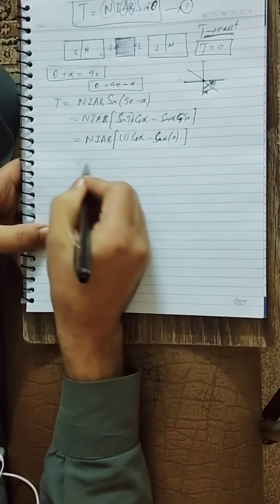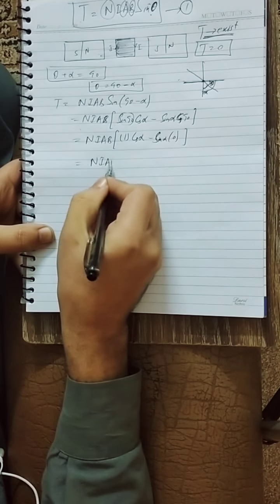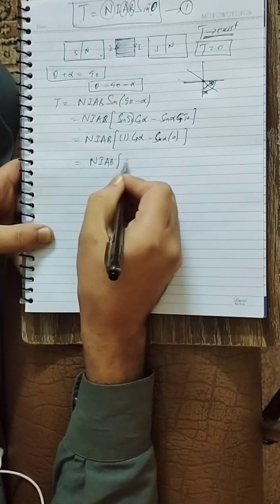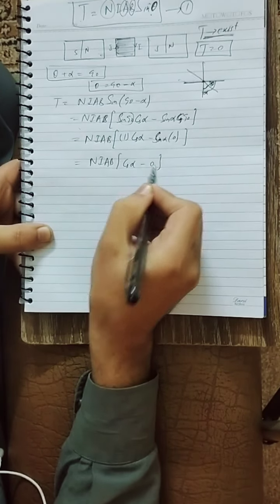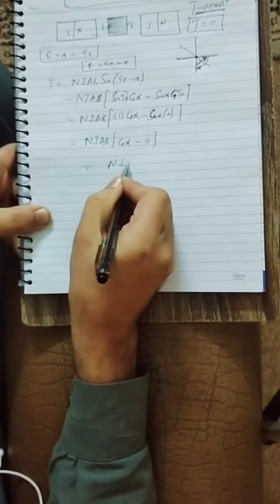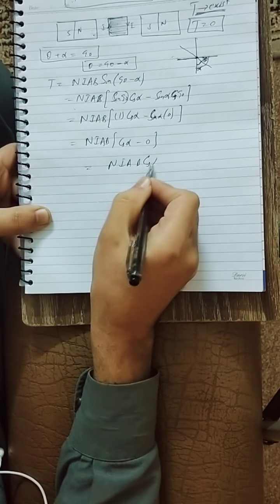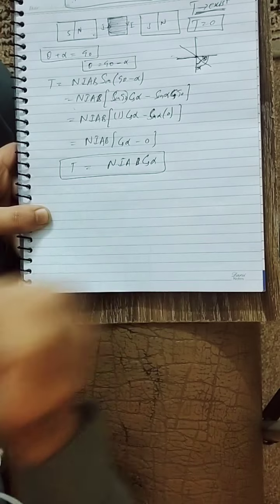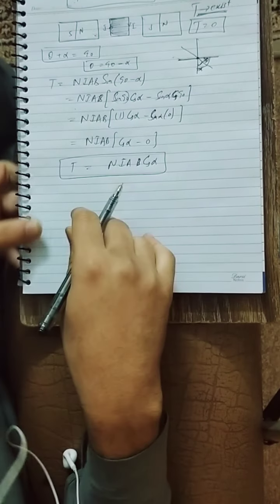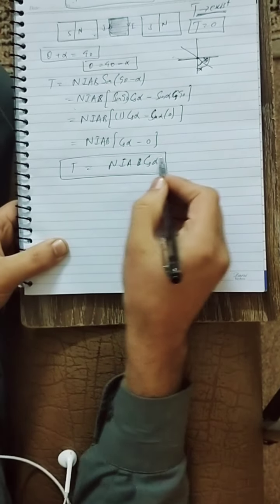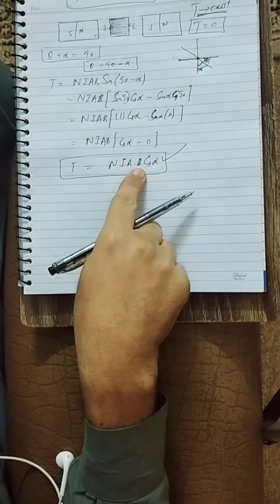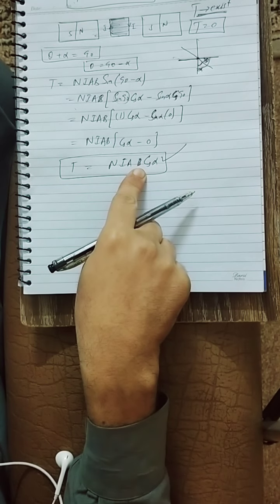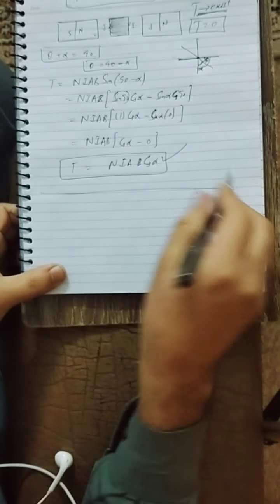So look here, there is a cos alpha and this term is 0. So the formula for the torque is equal to NIAB cos alpha. This is the formula for the torque of a rectangular coil carrying current I. This formula is accurate because this mathematical formula explains the practical result very accurately.